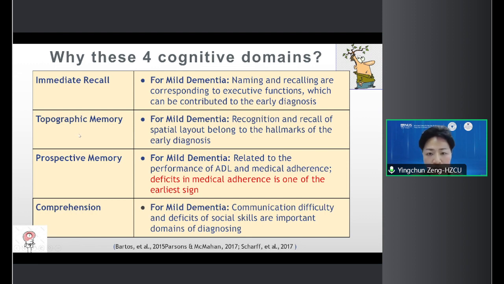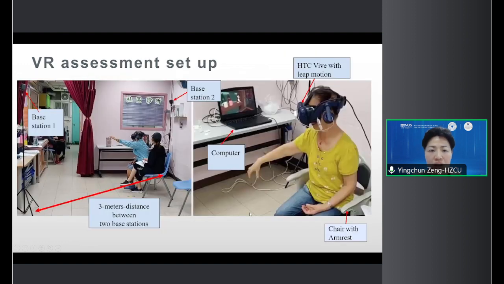For topographic memory, recognition, recall and spatial layout belong to the hallmarks of early diagnosis as well. For prospective memory, because deficits in medical adherence are one of the earliest signs. For comprehension, because communication difficulty and deficits of social skills in elderly people are important domains of diagnosis of mild dementia.